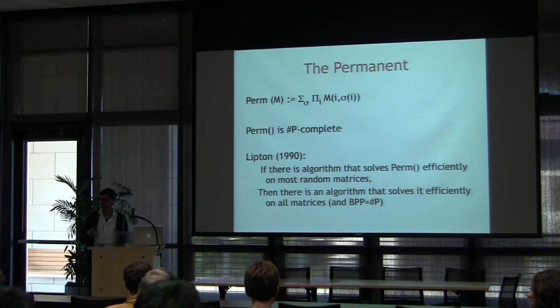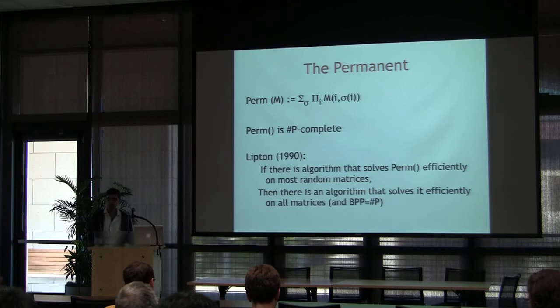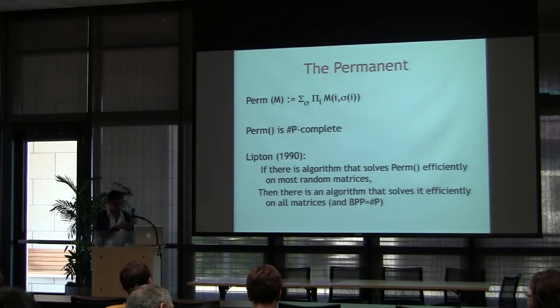For example, if you have a bipartite graph, and you take the 0, 1 adjacency matrix of the graph, the permanent will count the number of perfect matchings of the graph. So that's one main motivation for this kind of matrix invariant. What Lipton was able to show was that if you have an algorithm for the permanent that performs well on average, then you can modify that algorithm so that it works on every matrix.